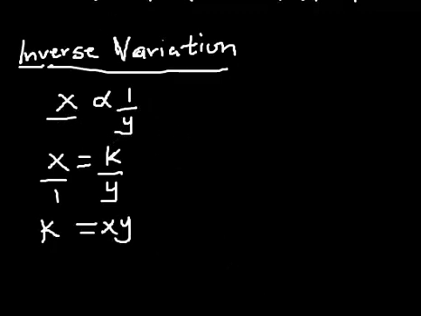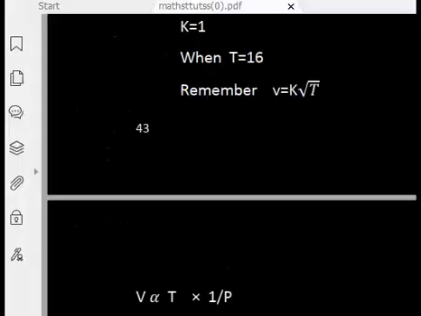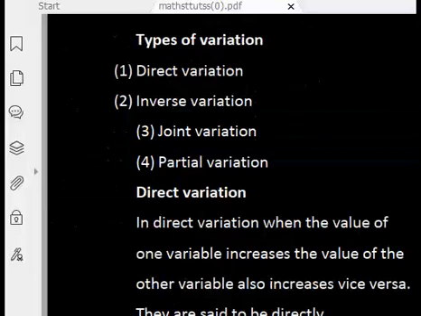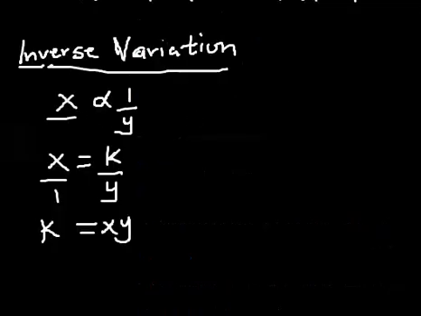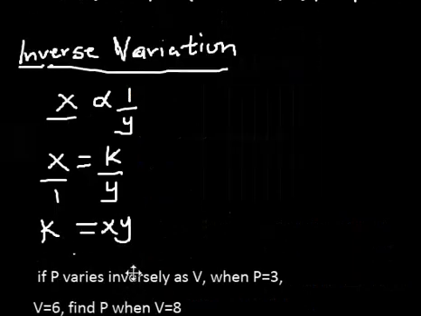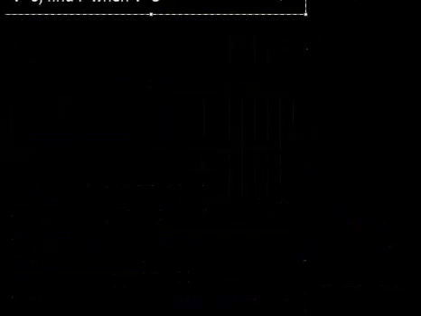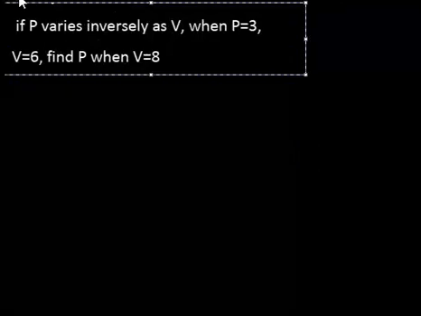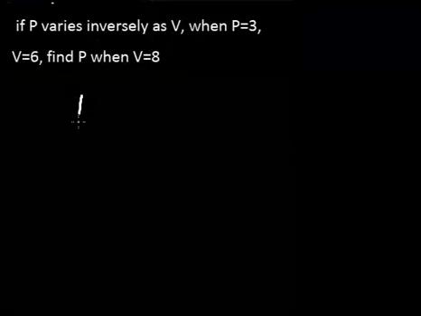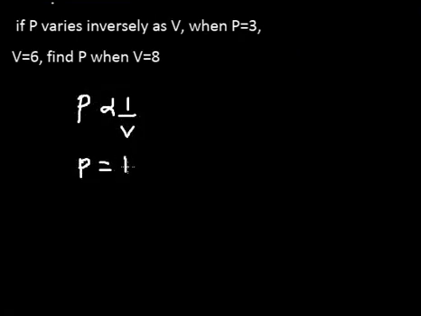Let's look at some questions that illustrate inverse variation. I have a very simple question that I want us to do justice to. The question: if p varies inversely as v, so that's how you write it. That simply means that p is equal to k all over v. So that makes my constant equal to p multiplied by v.